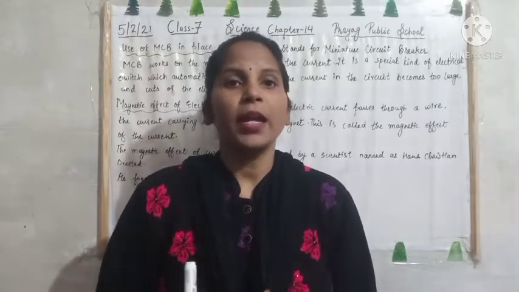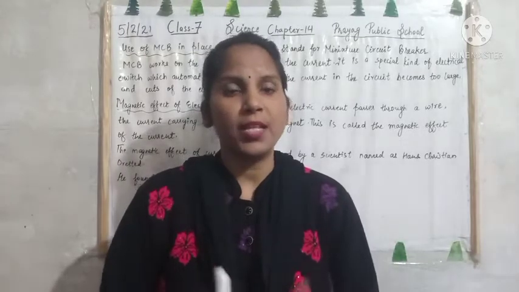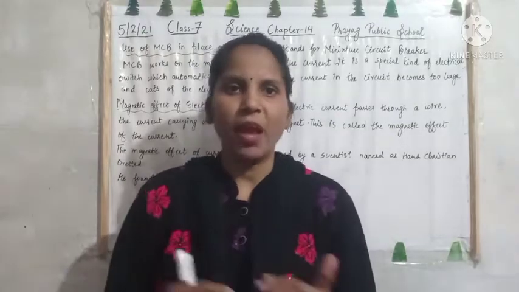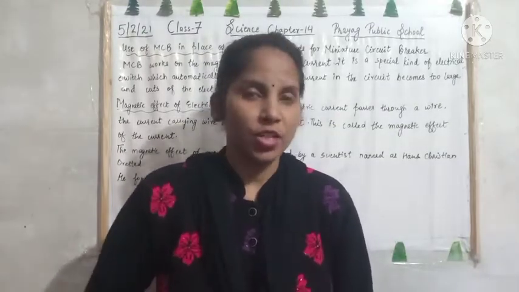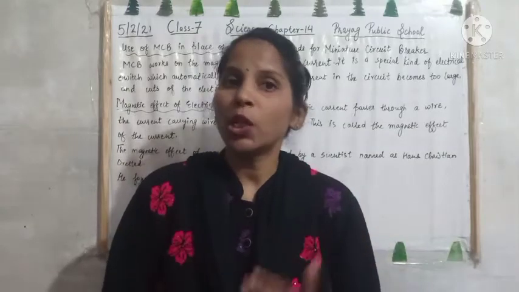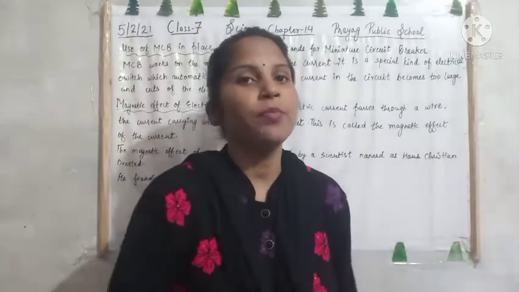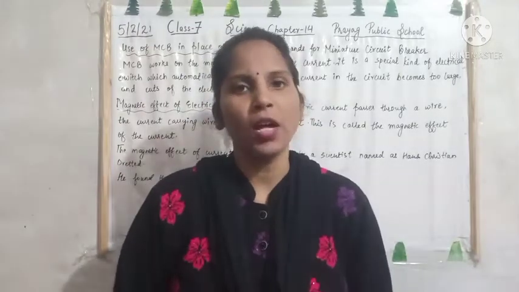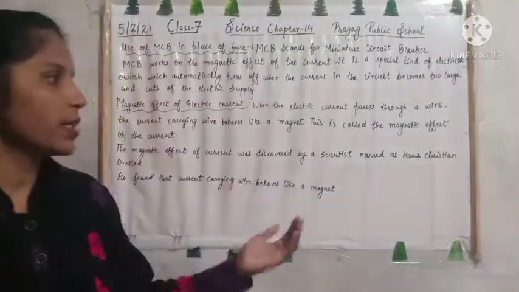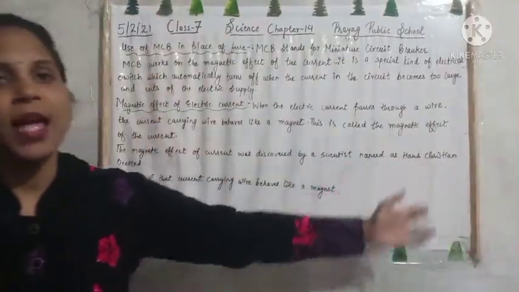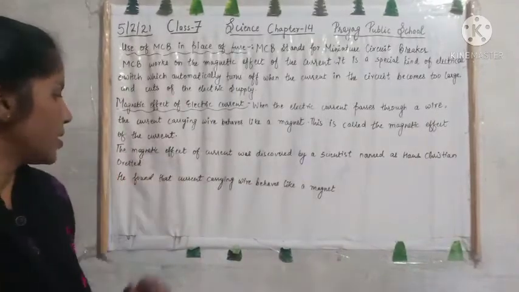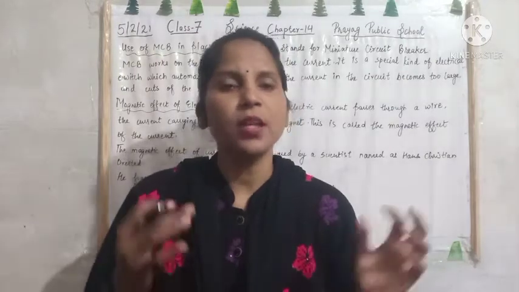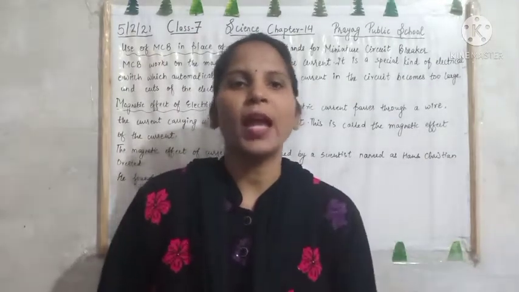It attracted the needle of the compass, and we know a magnet will always rest in the north-south direction. A magnet has two poles, north and south. So from this he concluded that a wire carrying current behaves like a magnet, and this is called the magnetic effect of the current. This was discovered by the scientist Hans Christian Ørsted, who found that a current carrying wire behaves like a magnet.